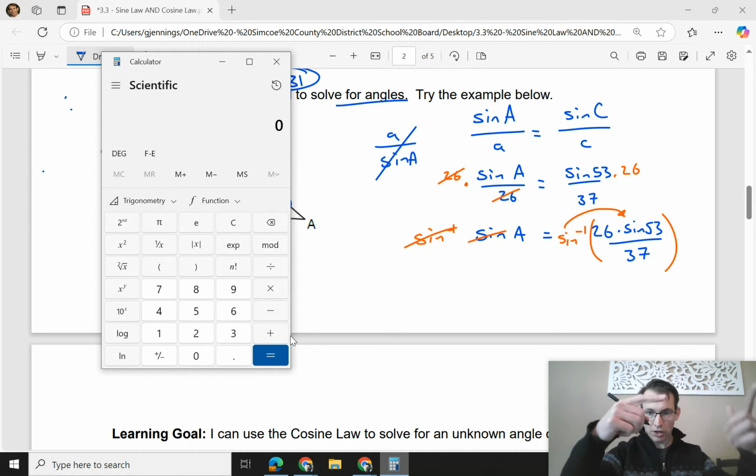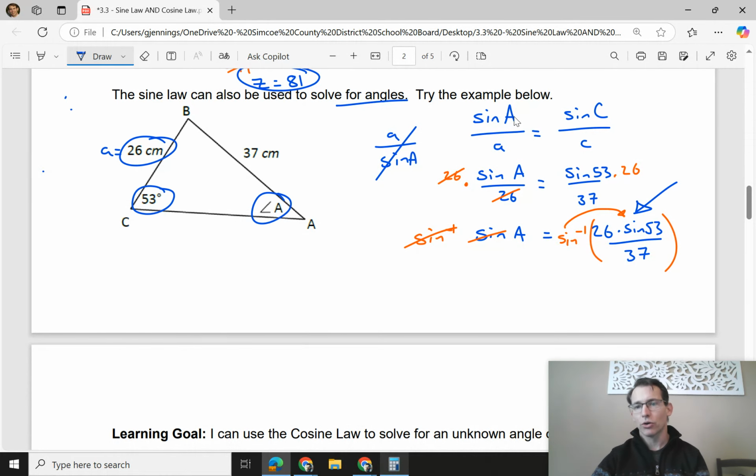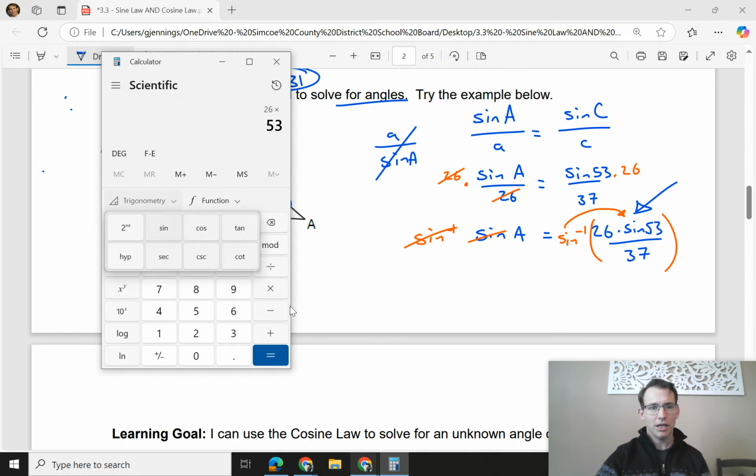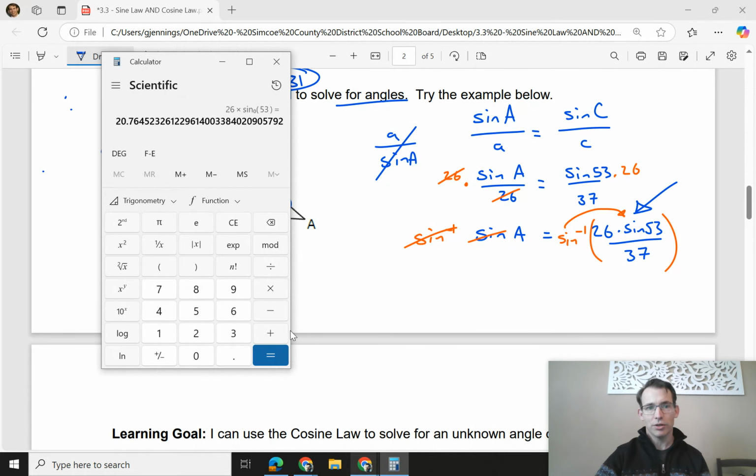First, I need to solve for this number on my calculator, and your hand calculators are a little different. If you punch exactly what you see there, you're going to get the right answer. If you punch something different without brackets, it's probably going to tell you math error, and you're going to be like, Mr. Jennings, it's not working. You didn't punch it exactly like that. So this is what we would do. I'm going to go 26 times the sine of 53. There's the sine of 53 equals 20.7 divided by 37 equals. That's the result of everything in the brackets.